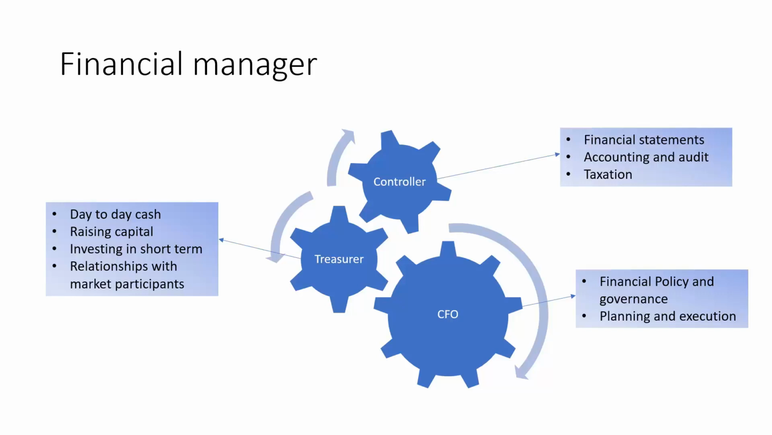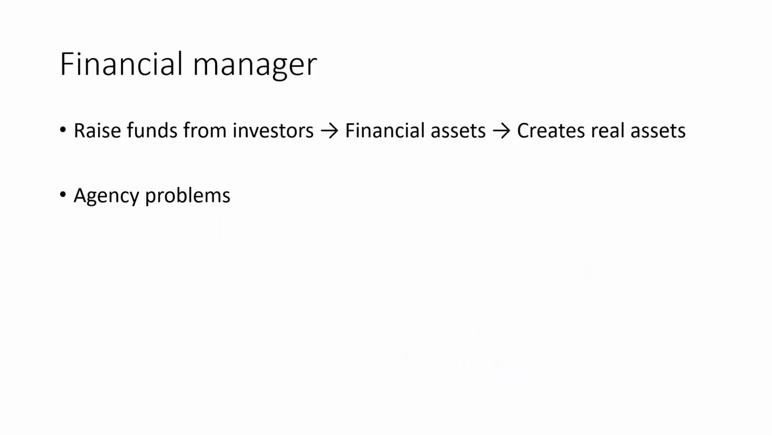The treasurer will be having relationships with market participants who can potentially borrow and lend money from the corporation. On the other hand, a controller prepares the financial statements, is involved in accounting and audit of the company, and also ensures appropriate payment of taxes to the government: state, local, and federal governments. So these are the financial managers of a company. Now, the financial manager is intricately involved in raising funds from investors through what are called financial assets in order to create real assets for the company.